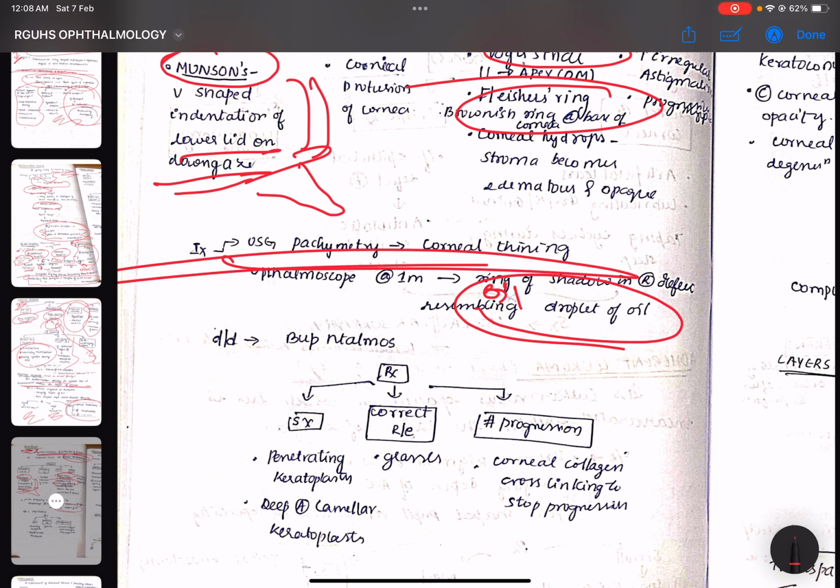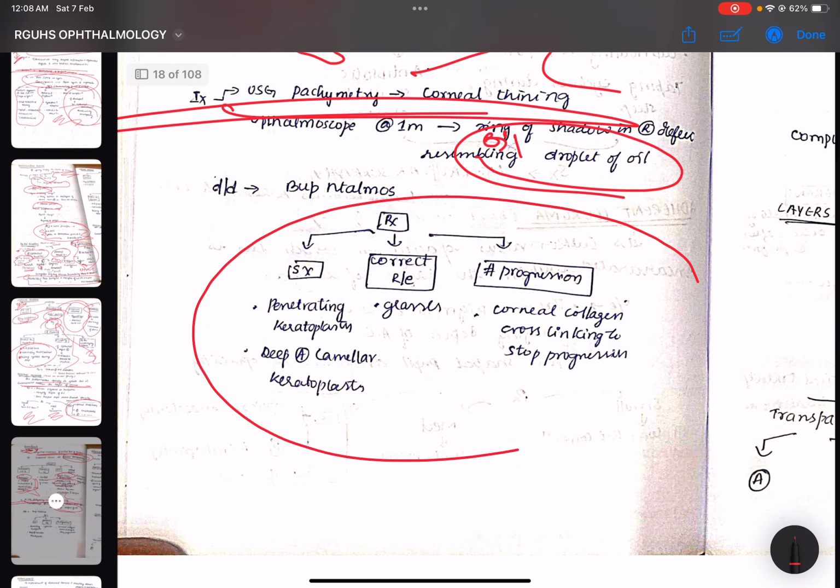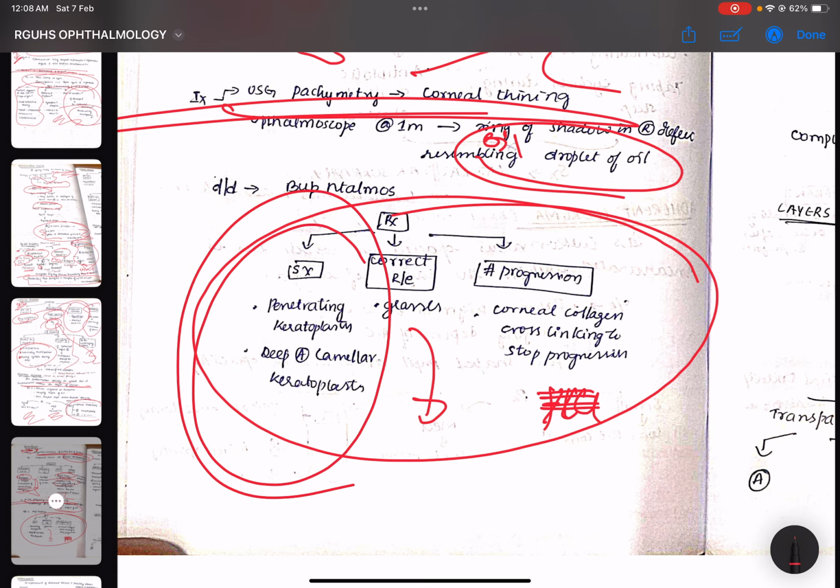Since it's a corneal condition, obviously you have to check the thickness of the cornea, which you can check by pachymetry. These are the treatments. If it's progressing, you need to prevent the progression by cross-linking the collagen fibers. Obviously, you have a refractive error, that is myopic astigmatism, so you have to provide glasses, and this is the surgical treatment which you need to do.